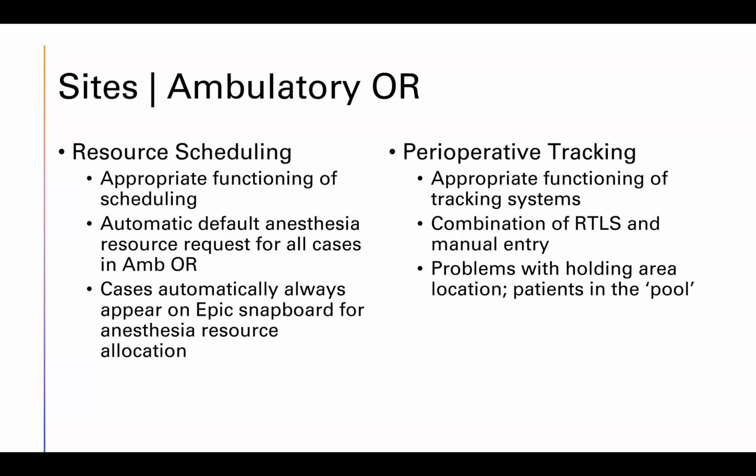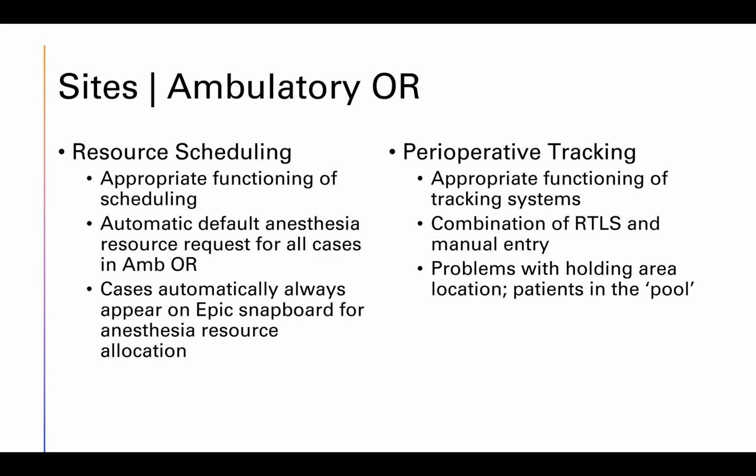The next is the ambulatory OR, which is pretty much a mimic of the main OR, except there are only 6 operating rooms. It's 1 floor below. Again, the scheduling functions appropriately, just like the main OR, because there's a default setting for all cases in this area to have anesthesia requests, and they automatically appear for our scheduling on a daily basis.